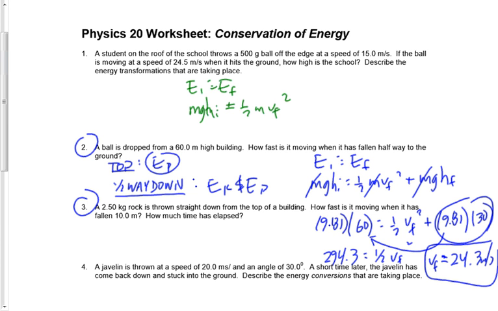She cancels this out. She gets 9.81 for g. What did she say hi was? She said it was 30. And what did she end up getting there? She got VF is equal to 24.3 meters per second. Why did it work out?